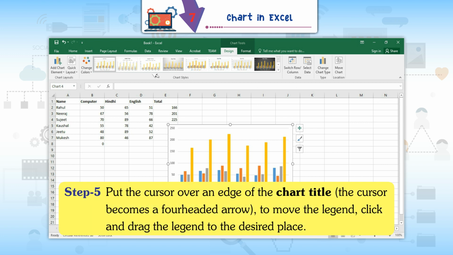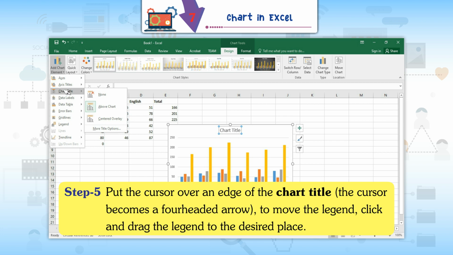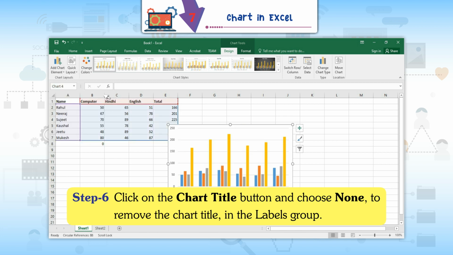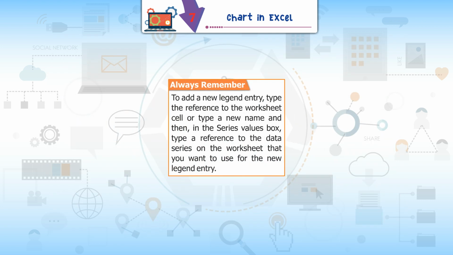Step 5. Put the cursor over an edge of the chart title. The cursor becomes a 4-headed arrow. To move the legend, click and drag the legend to the desired place. Step 6. Click on the Chart Title button and choose None to remove the chart title in the Labels group.